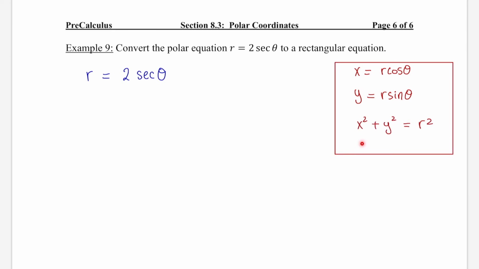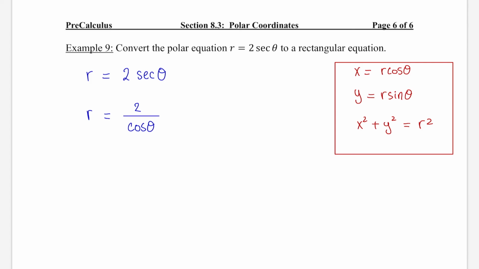This is the relationship between x, y, r, and theta. x equals r cosine of theta. y equals r sine of theta. x squared plus y squared equals r squared. We don't have anything in secant. So if you have secant, tangent, cosecant, or cotangent, you might want to rewrite it so that it's in terms of cosine or sine. So secant is 1 over cosine. So 2 secant is equivalent to 2 over cosine. So I'm going to replace it. r equals 2 over cosine theta.